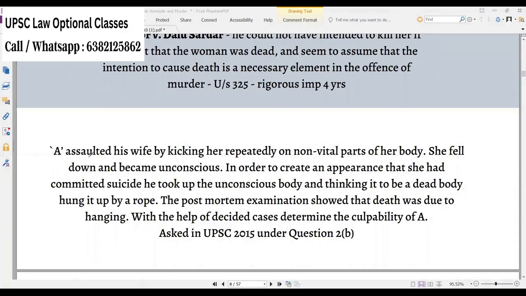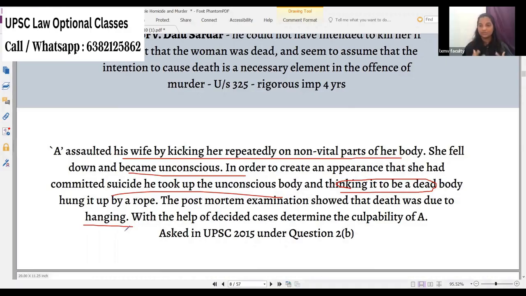A assaulted his wife by kicking her repeatedly on non-vital parts of her body. She fell down and became unconscious. In order to create an appearance that she had committed suicide, he took up the unconscious body and, thinking it to be a dead body, hung it up by a rope. The postmortem examination showed that death was caused due to hanging. With the help of decided cases, determine the culpability of A.